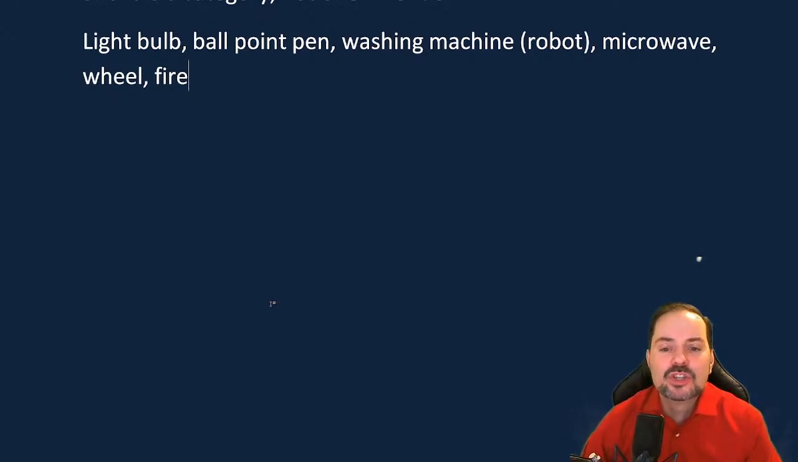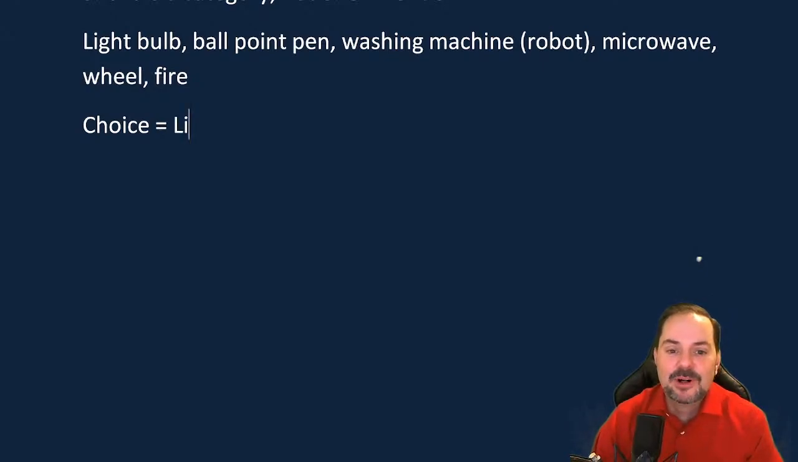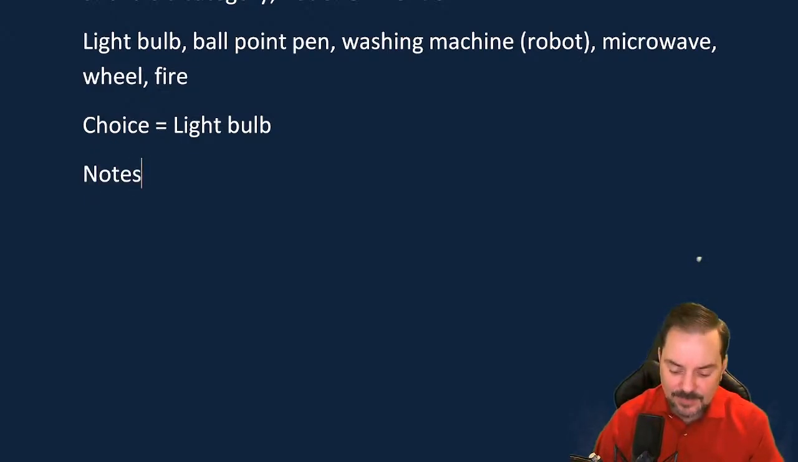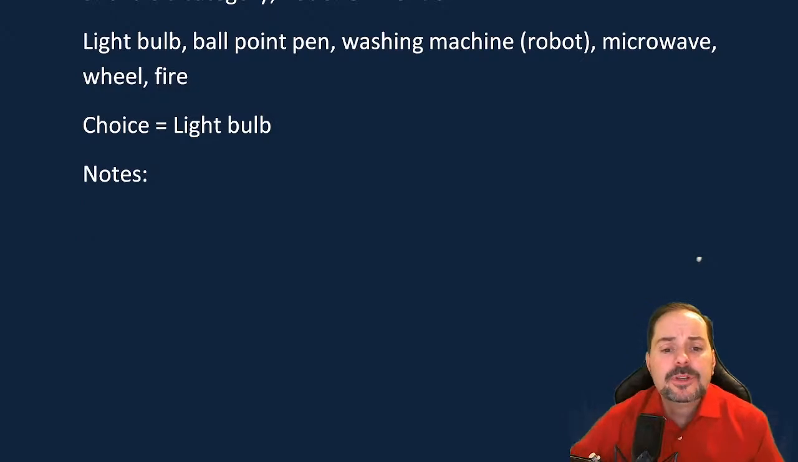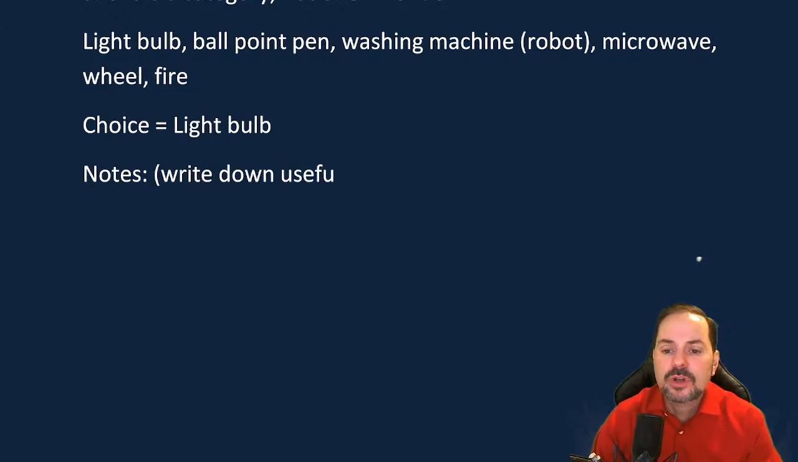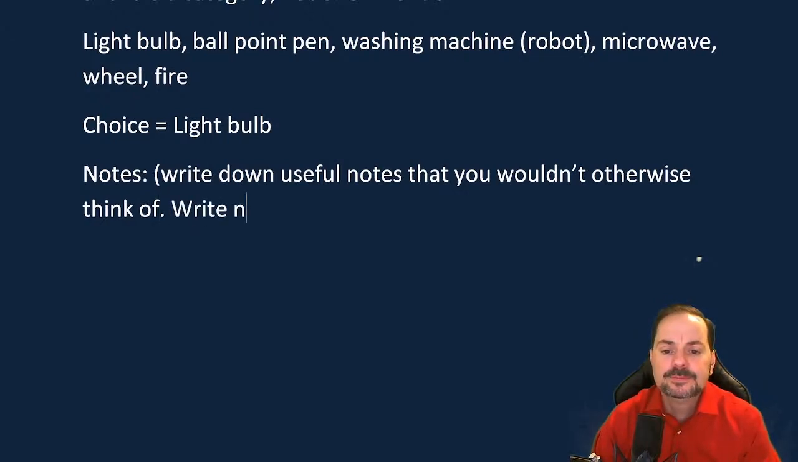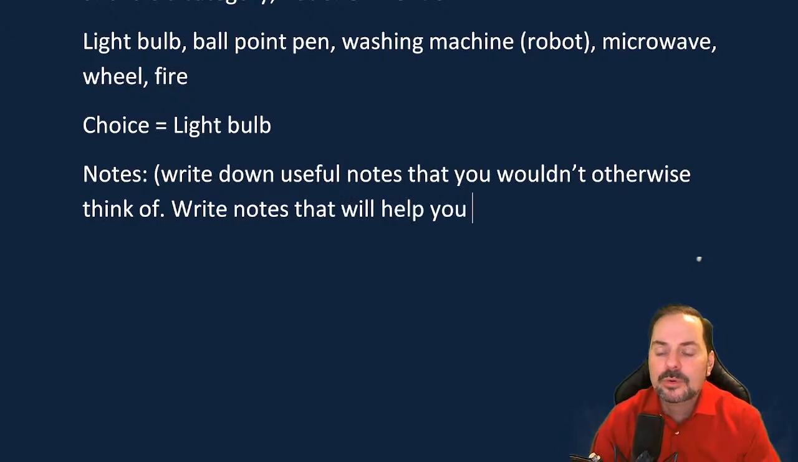So let's just choose one. We're going to choose the light bulb. Okay, so let's go with the light bulb. Okay, our choice here is the light bulb. All right, so now we need some notes. Okay. All right, and for the notes, always create useful notes. So write down useful notes that you wouldn't otherwise think of. Write notes that will help you speak more and speak fluently.